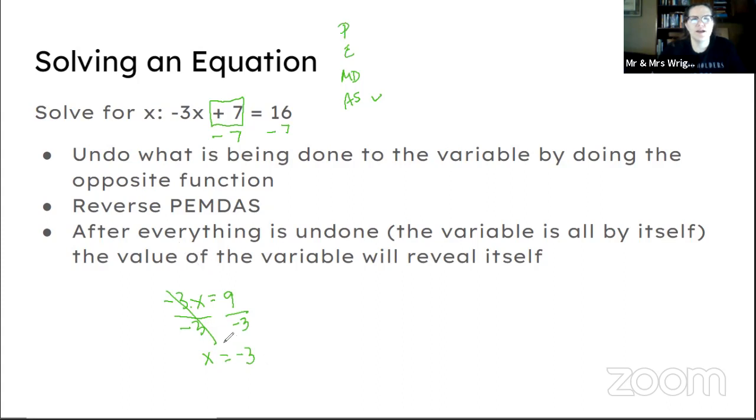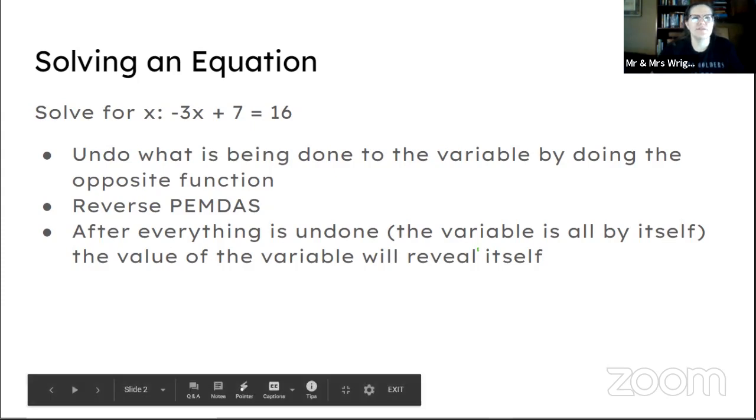And so after I undo everything, the value of x just reveals itself to me. I didn't have to do anything to figure it out except undo what's already been done to it, because it wants us to know what its value is. It wants to be fully known, as it were. All right, so let's move on.